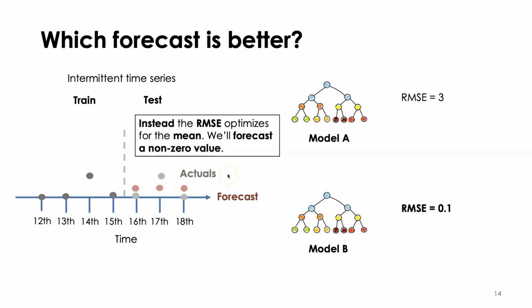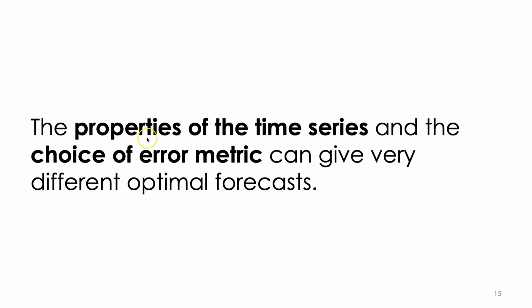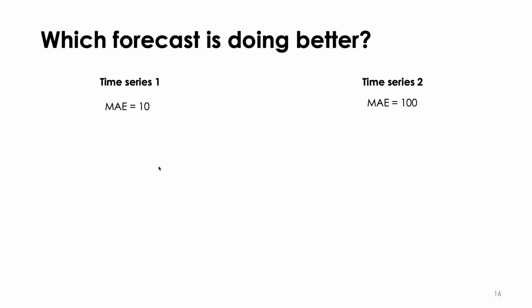Now, we will discuss this more later in this section of the course, but what this illustrates is that the properties of the time series and the choice of error metric can give very different optimal forecasts. And so we need to consider what our time series looks like and the properties of our error metric when deciding how we want to evaluate our model.